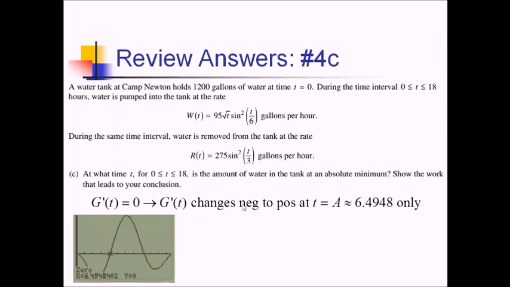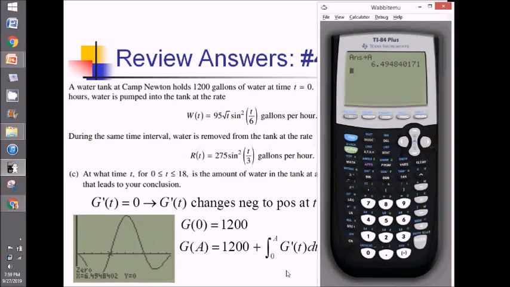Testing 0 is pretty easy. That's just the amount of water we started with. That was 1,200. So g of 0 is just 1,200. G of a, on the other hand, is going to take a little bit of calculator work. That's going to be the 1,200 I started with plus the integral from 0 to a of g prime of t dt. Let me go to the calculator for that. So we've got 1,200 plus math 9 for integral, 0 to a. I stored this as a, so I'll just do alpha a. I also could have just arrowed up and stolen that output from before, but I like it this way better. It looks a little cleaner.